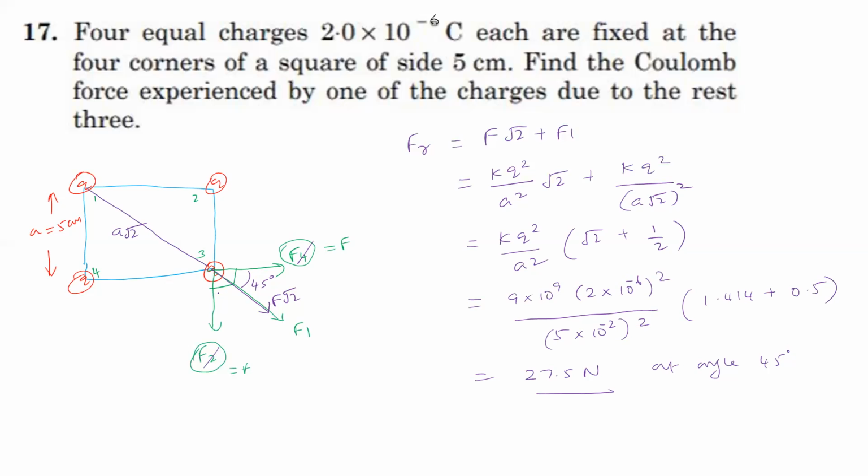So the net answer is: the resultant force is 27.5 Newton at 45 degrees with the extended sides of the square from the charge under consideration. Let us solve the next sum.